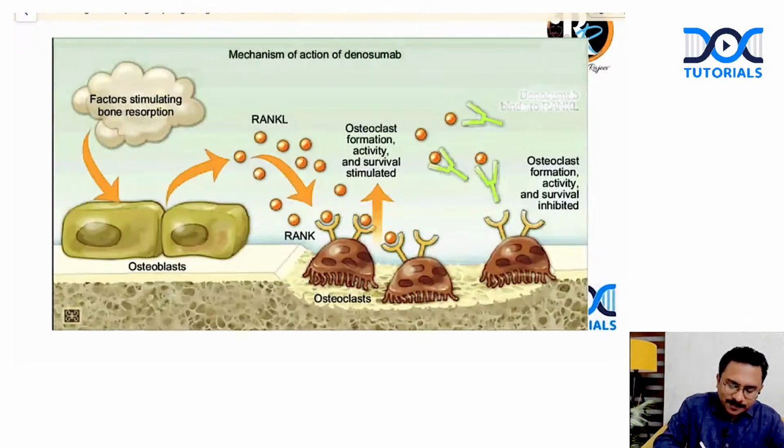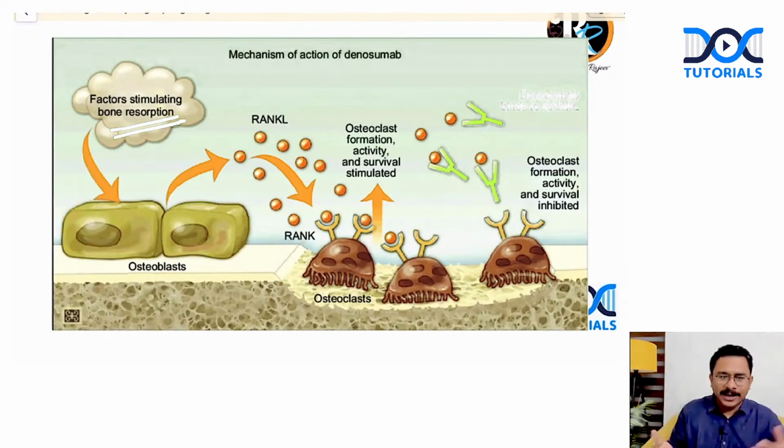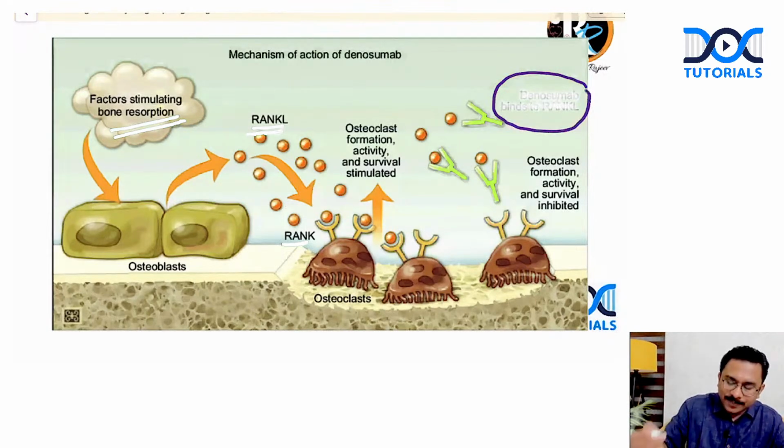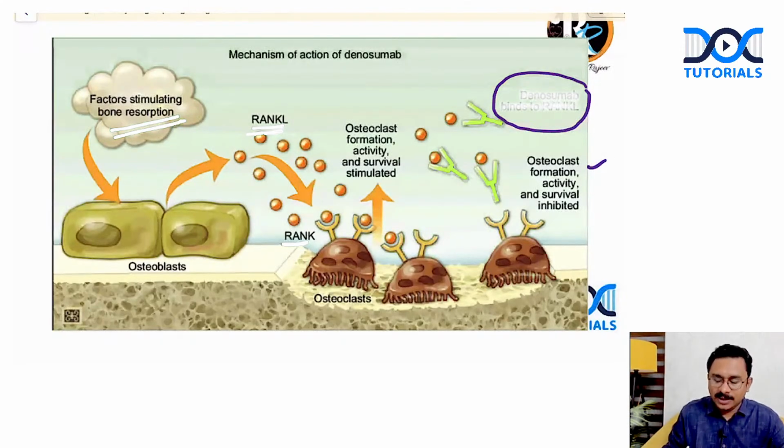And you can see how this denosumab is acting. In the presence of any factor that stimulates bone resorption, maybe like hyperparathyroidism, you can see that there is RANK ligand here, and this can bind to the RANK. But denosumab, what it does is that it will bind to the RANK ligand. Okay, so thus it will inhibit osteoclast formation, activity, and survival, because normally the binding of RANK ligand with the RANK will stimulate osteoclast formation, survival, and activity.